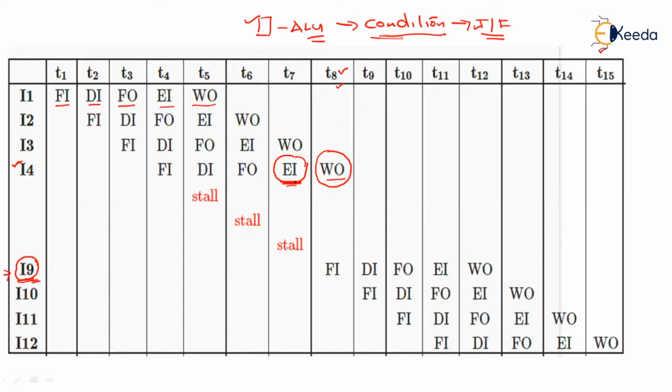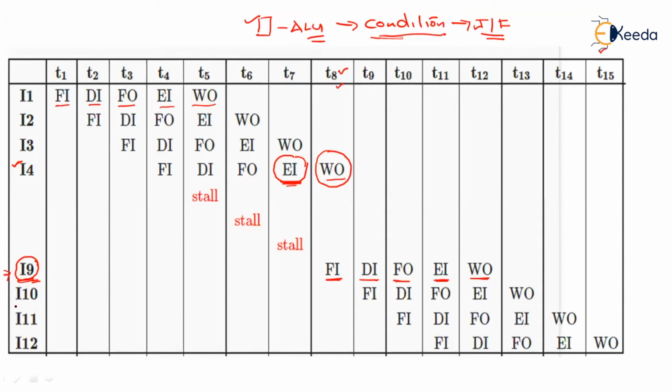The branch target address will be computed in the execution stage itself. After the execution stage, we know the target address, and the next instruction, which is at the target address, is going to enter into the pipeline in the 8th clock cycle itself. And it goes this way. I9 in the 8th clock cycle is in the fetch the instruction stage. In the 9th clock cycle, it is in the decode the instruction phase. In the 10th clock cycle, it will be in the fetch the operand stage. 11th clock cycle, execute the instruction. 12th clock cycle, write back.